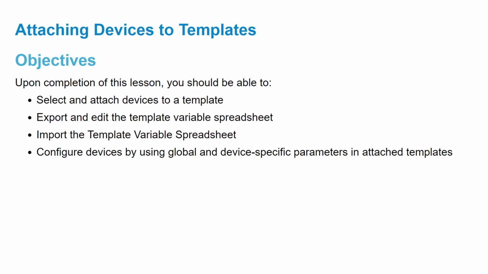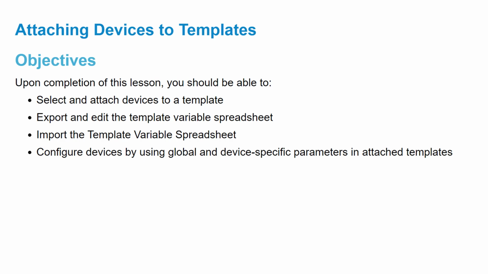We're going to go into our last and final lesson of our template section here in our template module. What we're going to talk about in this is how do we actually take that device template that we've now created based on referencing all of those feature templates, and how do we actually attach that to a device? How can we also export and edit the template variable spreadsheet so that we can import that spreadsheet later on and then use that to provision our devices as well? And then finally, how do we configure our devices using global and device-specific parameters that are attached to those particular templates? So we'll go ahead and get started here.